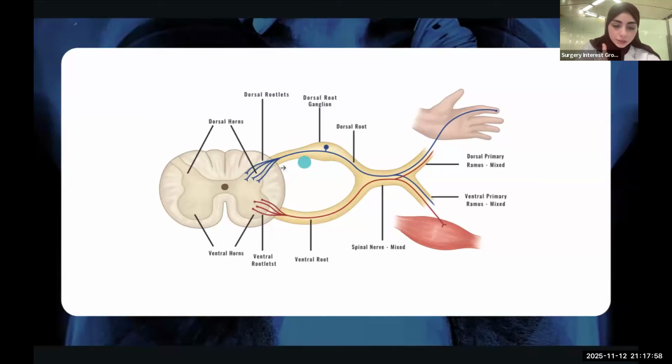Now, the thing about the sensory root or the dorsal root is that it's going to have a ganglion. It's almost like a pouch that contains the cell body of the pseudounipolar neuron. Recall how the pseudounipolar neuron has a little head and then a process, then it will split into two. This head, we're going to find it at the dorsal root ganglion. Make sense?